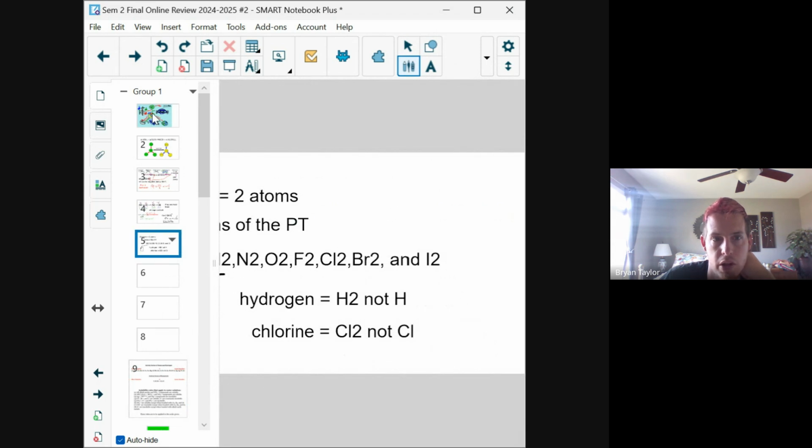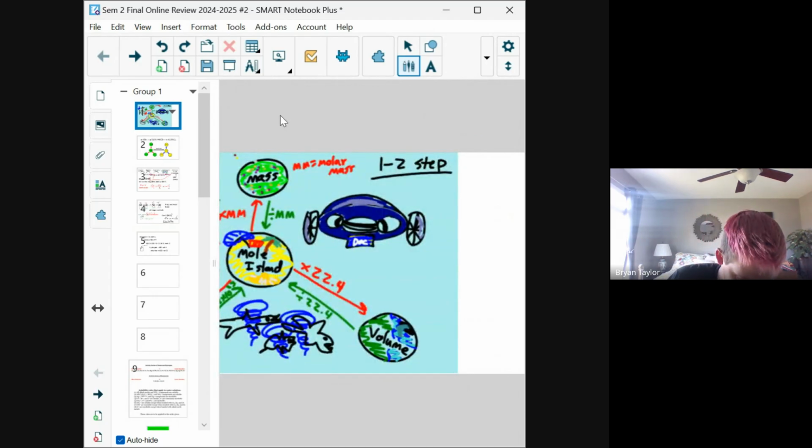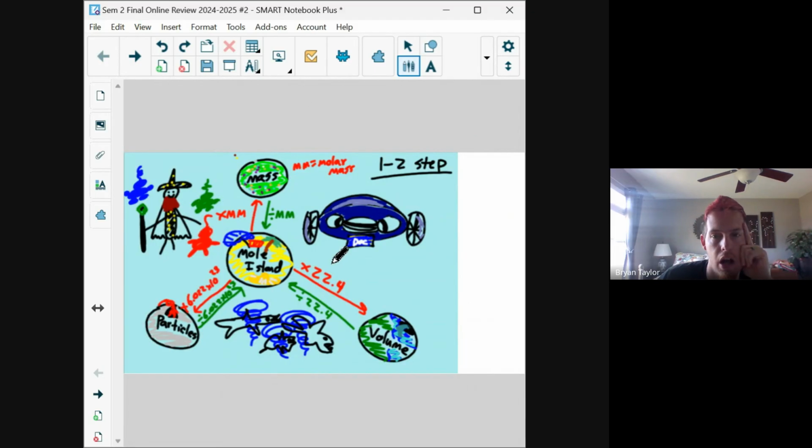Mole Island? We can do Mole Island. So again, Mole Island and everything connected with it. Mole Island is just a way for you to go from one unit to another. For example, if you want to know how much something weighs, well, you need to know what it is and how much, right? That makes sense.